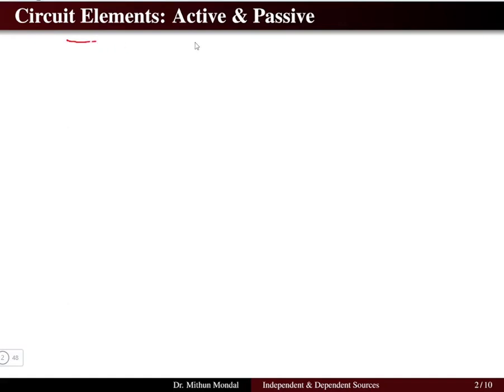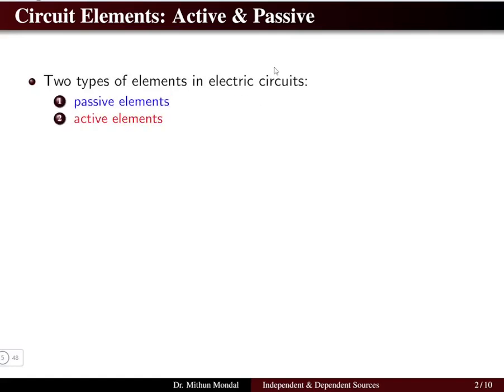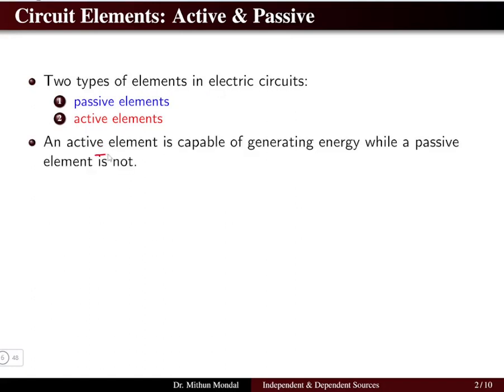Basically, two types of circuit elements we are going to define, that is the active elements and the passive elements. Two types of elements in any electric circuit are the passive elements and the active elements. An active element is capable of generating energy while a passive element is not. It means that the active elements are the source of electrical energy. That is, active elements produce or generate energy. Passive elements do not generate energy.